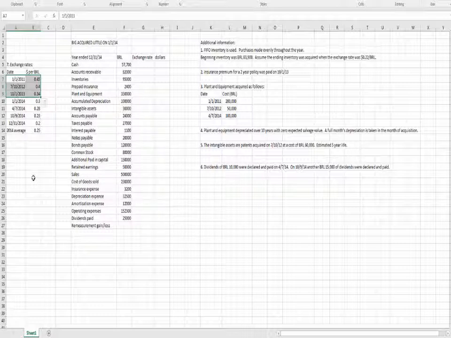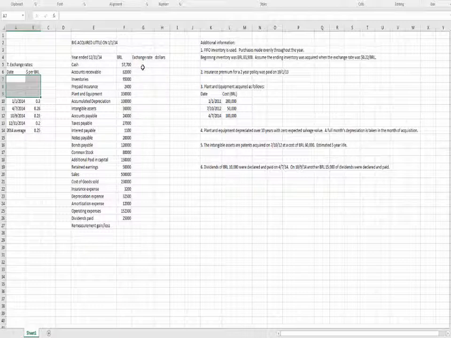Big acquired Little on January 1st, 2014, which means by extension that's when they acquired all of the non-financial assets that Little had at that time. So those rates are meaningless, irrelevant, of no use to us whatsoever. I'm just going to go ahead and avoid temptation by getting rid of them. Okay, let's go ahead and convert the trial balance at the appropriate exchange rates.